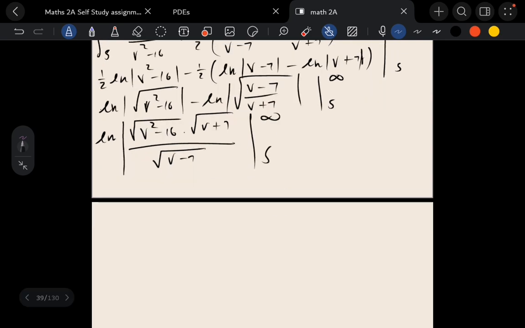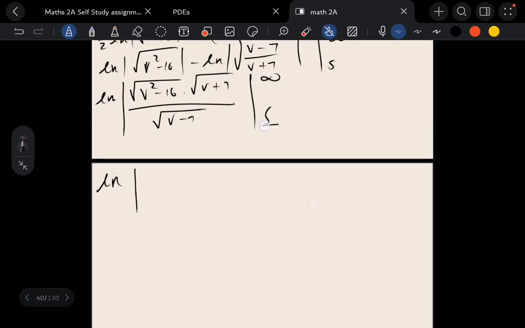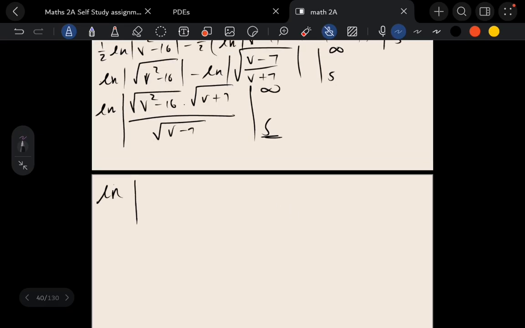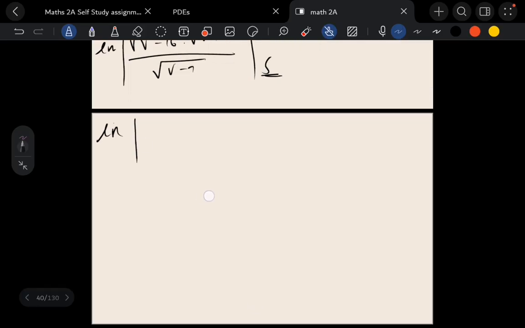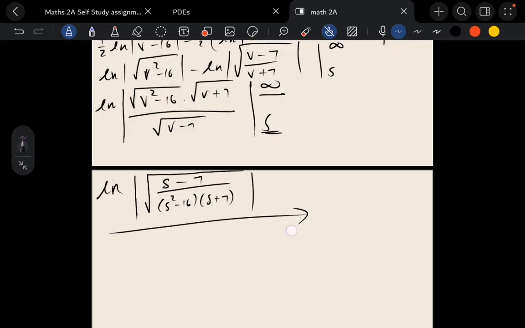Now you know this thing is going to be 0 at some point, right? And then the final answer here: I'm going to take this s and substitute it in, because if you substitute infinity, this thing is going to be 0 and there'll be a minus outside. What you need to understand is that your final answer should be the square root of s minus 7 divided by s squared minus 16 s plus 7. That should be your final answer.